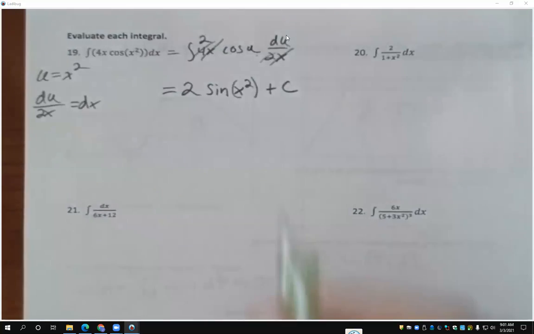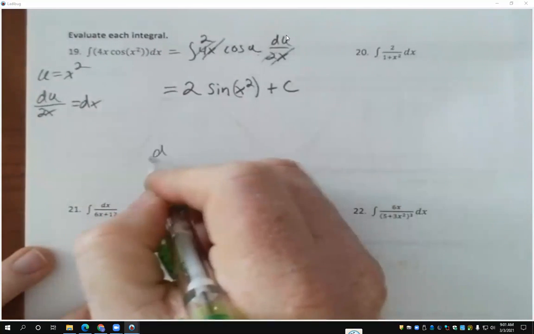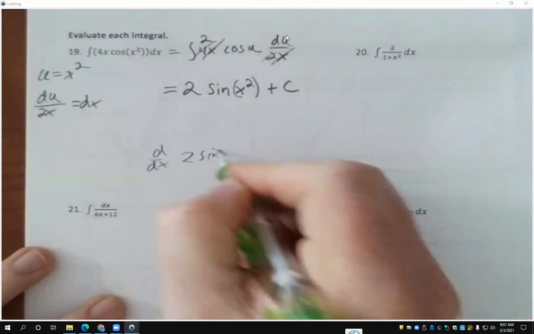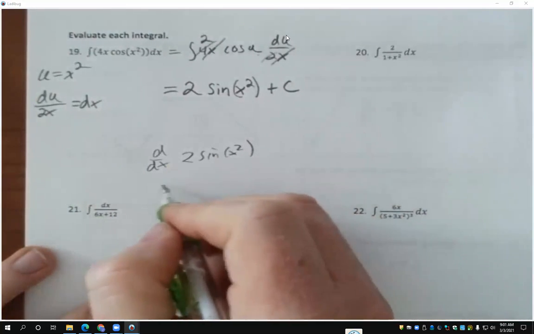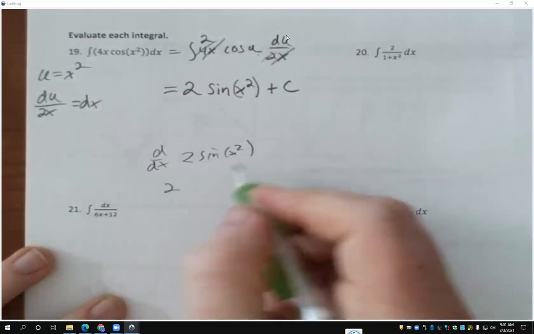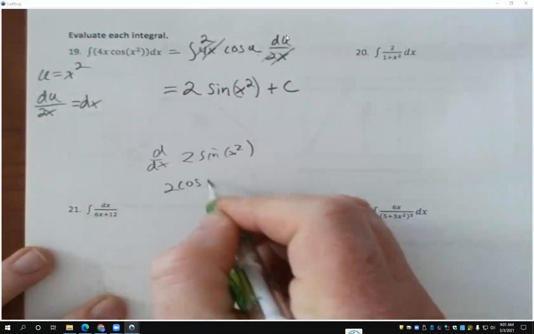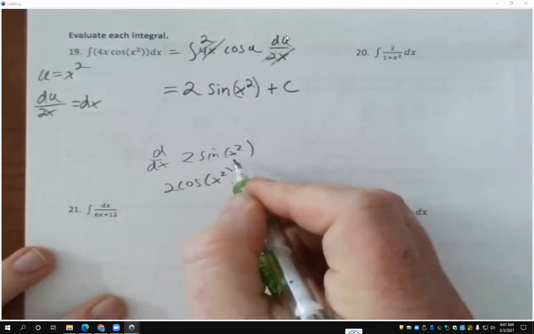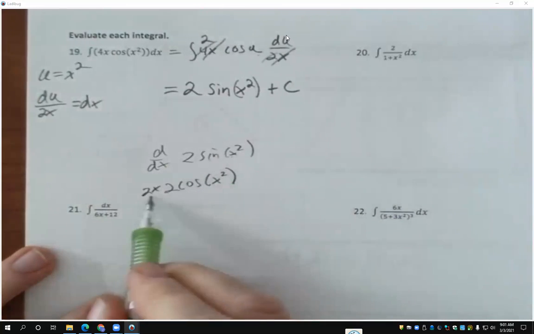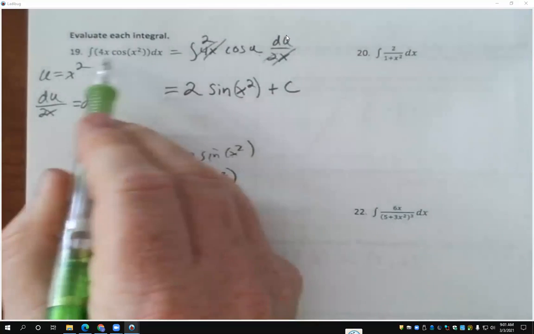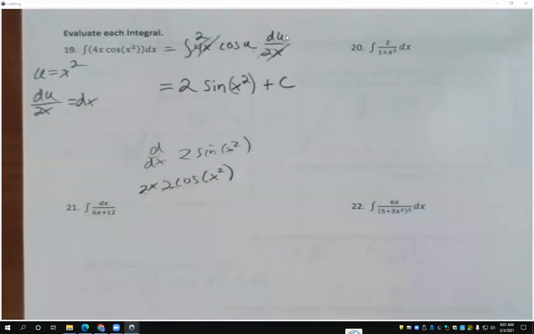And if you think about it, if I were to take the derivative of this, right, d/dx of 2 sine x squared, okay, we keep the 2, because it's a constant multiple. The derivative of sine is cosine, leave your x squared. Chain rule, derivative of x squared is 2x. There's your 4x, and there's your cosine x squared, just like we started with. Okay, so if you know how to take a derivative, you should be able to go back to find whatever the antiderivative is. Once you get your antiderivative, you can check it. All right, any others on this page?